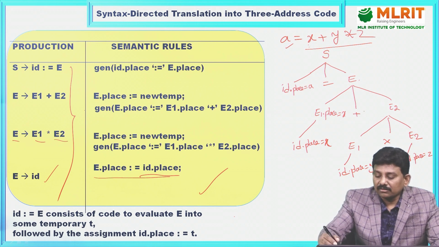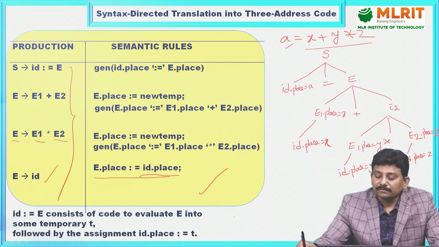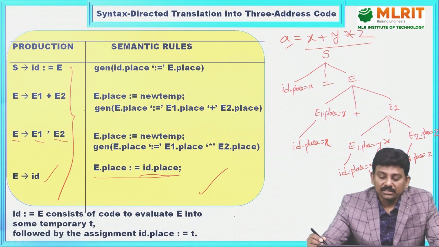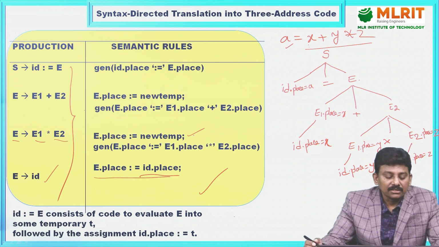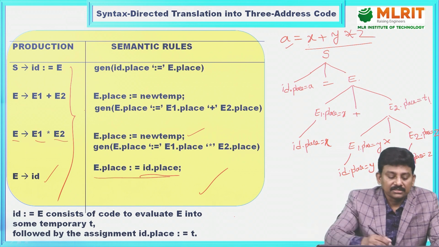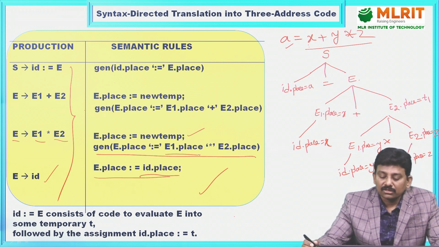Next, in the top down evaluation, similarly E1.place = ID.place, that is Y. Next, E2.place = ID.place, that is Z. Next, E derives E1 * E2. First, E.place = new temp, a temporary variable is created, that is T1. Next, the gen function: E.place = E1.place * E2.place.